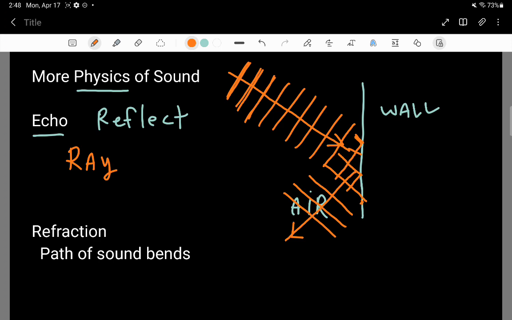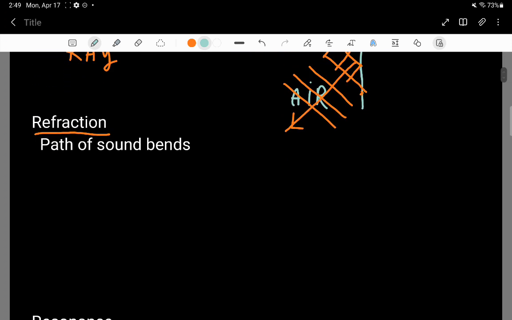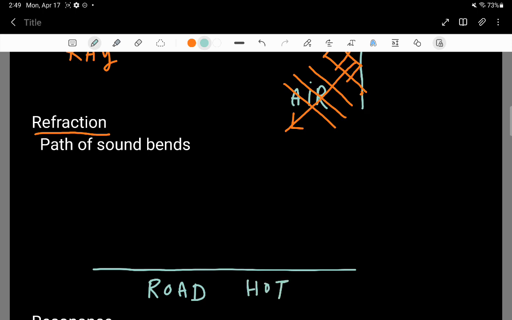Okay, so I just described what's known as reflection, but there is a confusingly similar word that is actually a different physical phenomenon called refraction. And this is not as well known by people. So an example of a refraction could be this situation. Let's say here is a road and it is very hot. And so the air just above the road is very warm, but the air further from the road is cold.